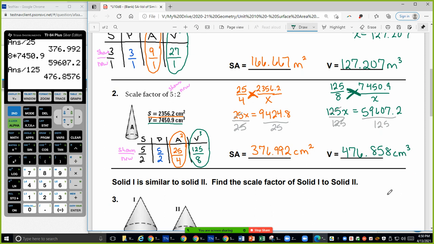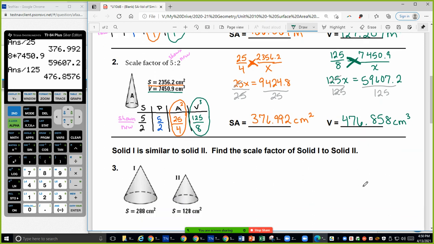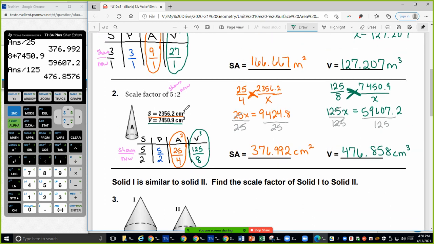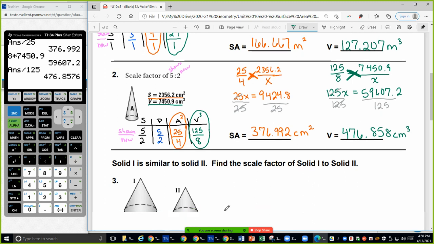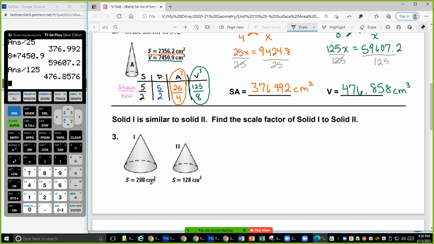Okay, that's number 2. In the next video, we're going to look at not being given the scale factor, but given 2 surface areas or 2 volumes or 2 sides, can we find what was the original scale factor? Okay, so come on back so we can see how to work backwards in our table if we're given the values from one of these other sections of our table.